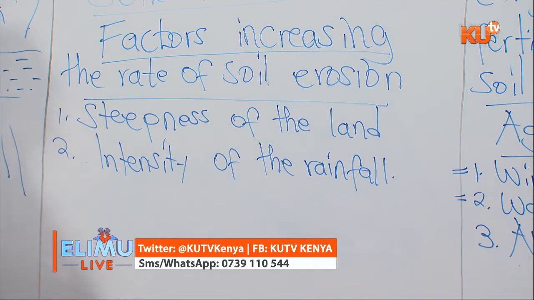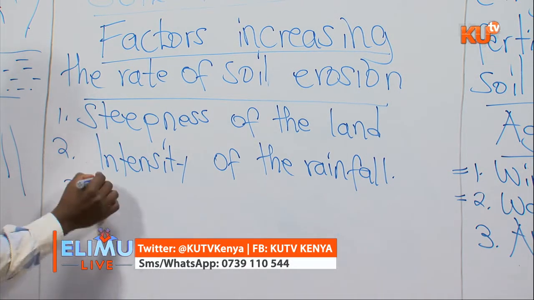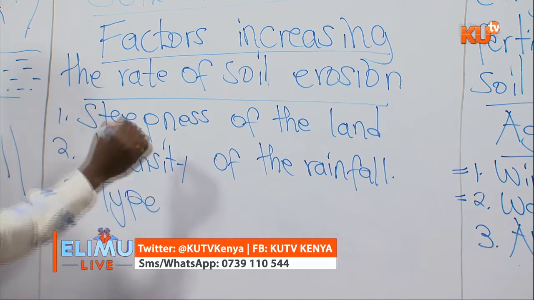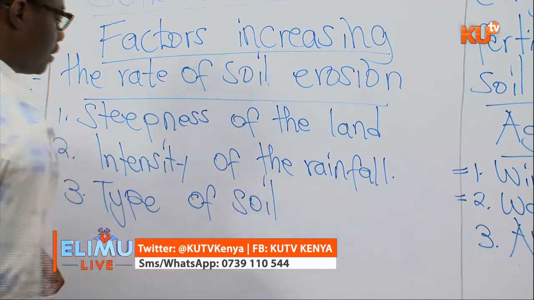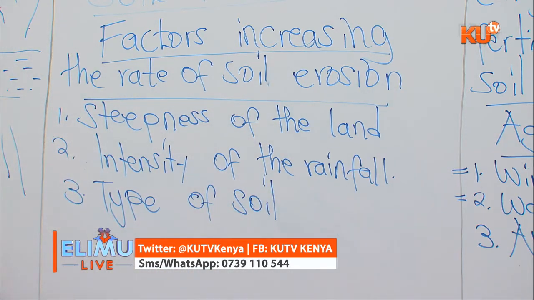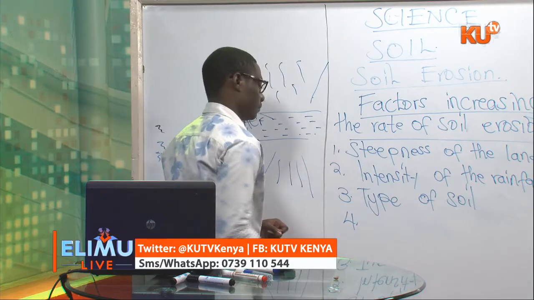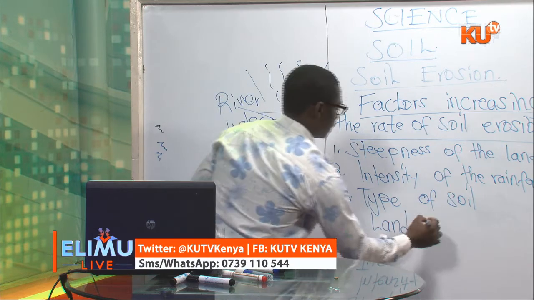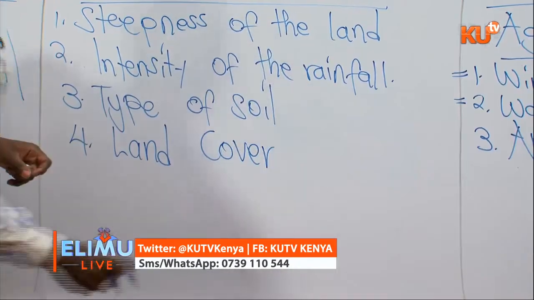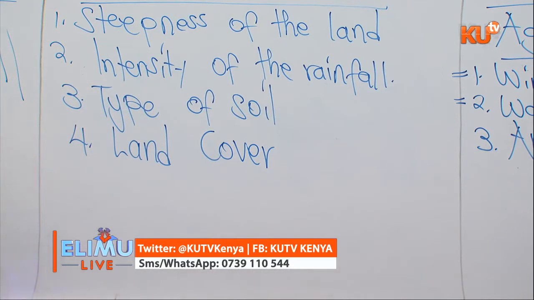Intensity of the rainfall as our second factor. We have the type of soil as our third factor. Land cover as our other factor. I'm listing the factors first, then I'll be talking about each one of them.